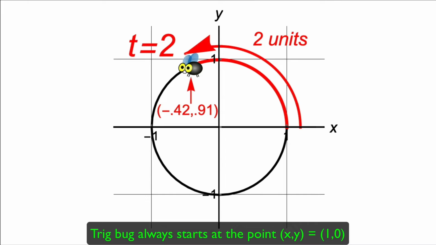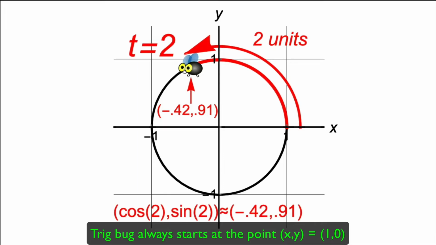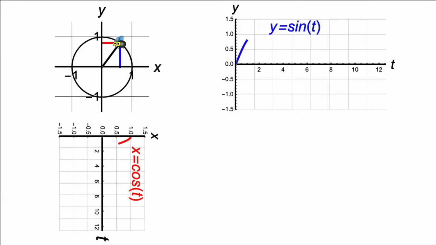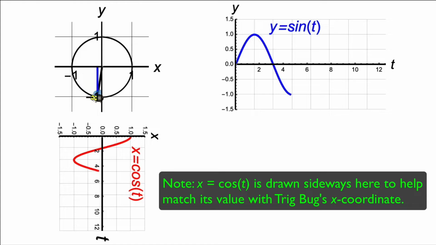Where Trig Bug reaches Einstein-level genius for a bug is to realize that this means cosine of 2 is about negative 0.42 and sine of 2 is about 0.91. This is so exciting it leads Trig Bug to make graphs of cosine of t and sine of t as t increases over positive values.